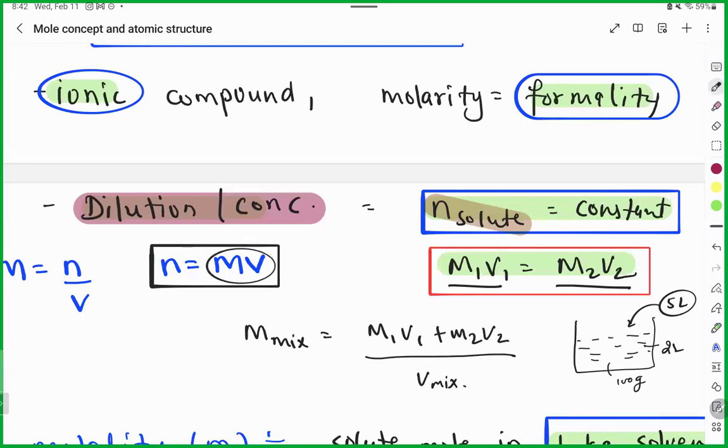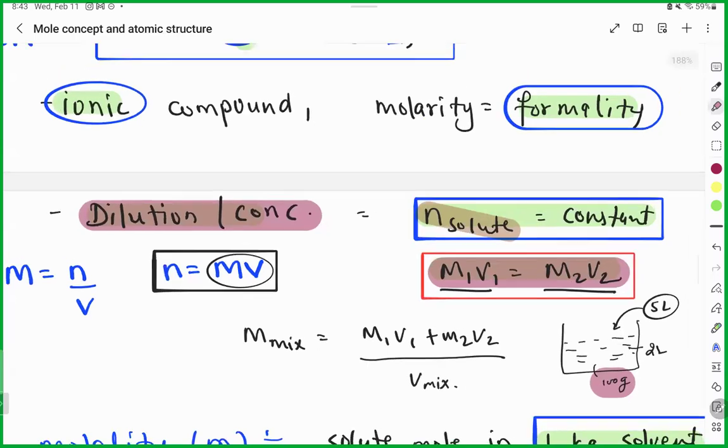So if you are diluting or concentrating and keeping the amount of your solute fixed, only then you can apply this formula, M1V1 equals M2V2. All of you know this formula. The formula is easy, but many people don't know when to apply it. You apply it when you are doing dilution or concentration of the compound, because your solute remains the same. Any doubt?